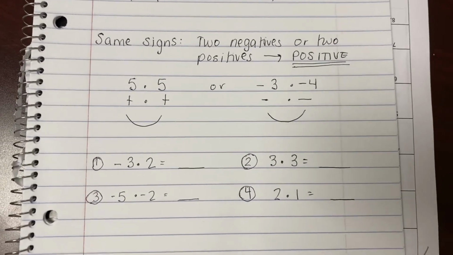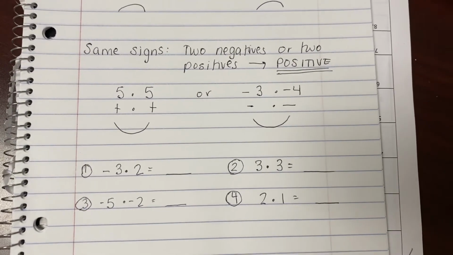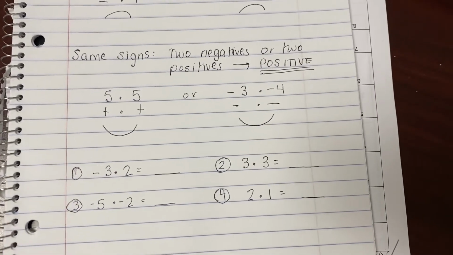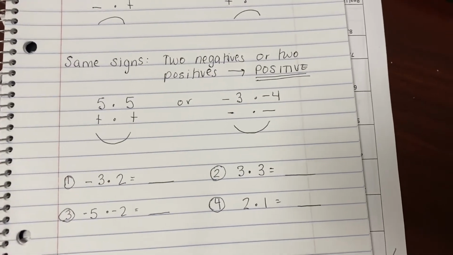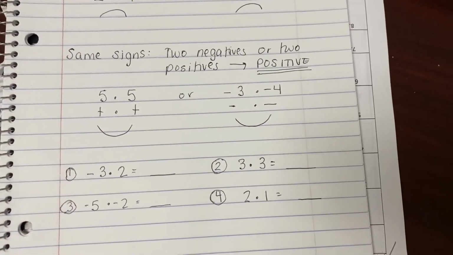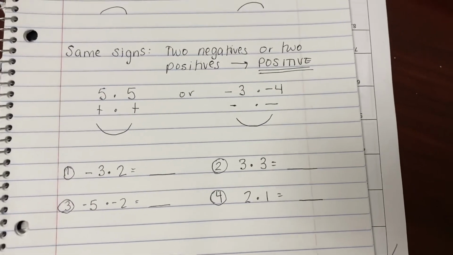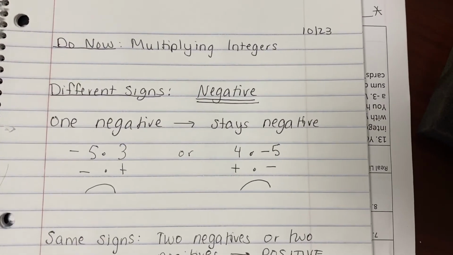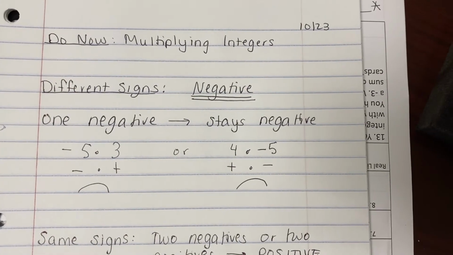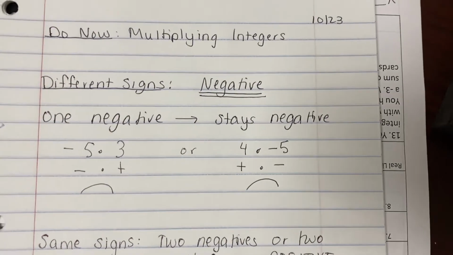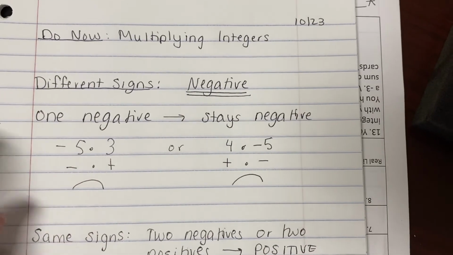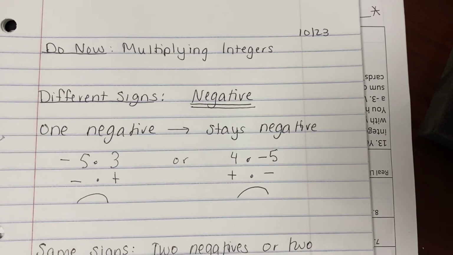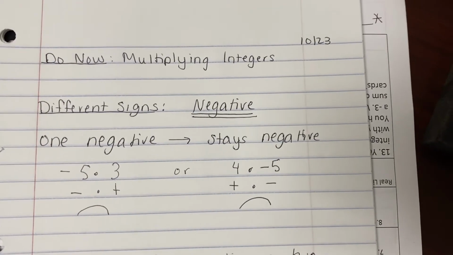We are doing pages 79 and 80 plus an extra worksheet. So this is very important for the next 2 days. I would look back. You can even keep your notebook open when doing the classwork and homework at home. Okay, so different signs is negative. One negative always stays negative. Okay, different signs, sad face, they're negative, they're not happy. It's a little silly way to remember it.